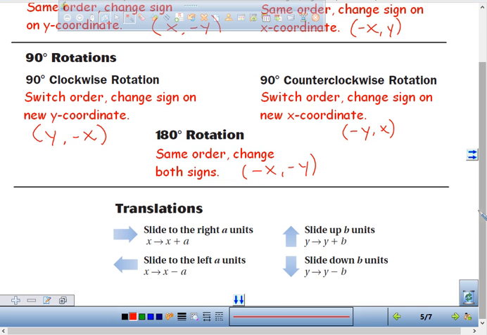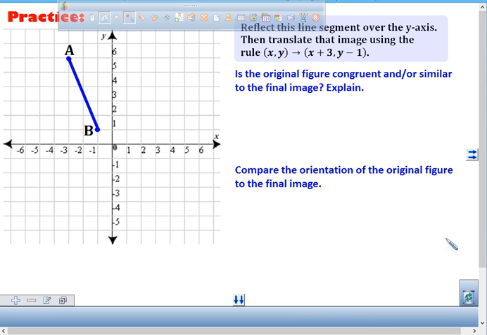Okay, and then here's your translation rules. If I add to x, it goes to the right. If I subtract from x, it goes to the left. If I add to y, it goes up. Subtract from y, it goes down. And then the only other one that we don't have on there is dilations, but what was the only thing that we did with dilation? You just multiply every number by the scale factor. Okay, good? So this might be a page you want to keep handy if you forget those.